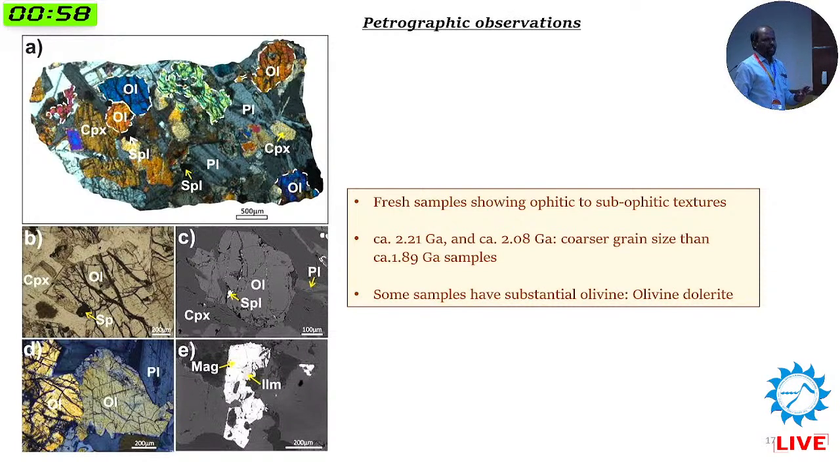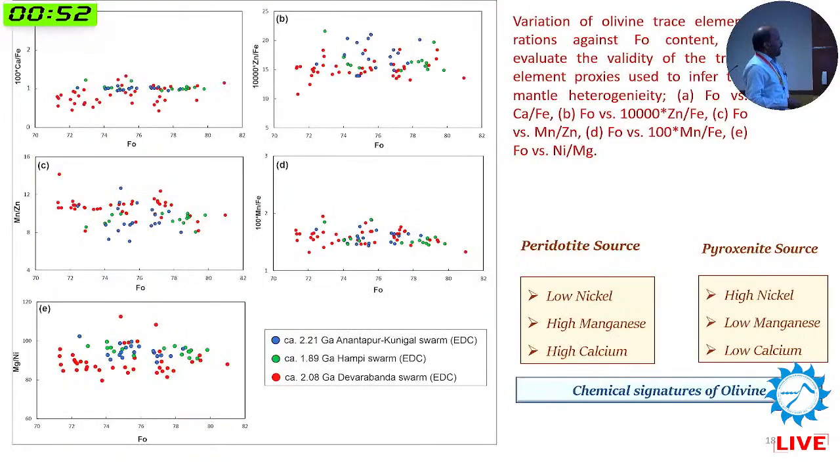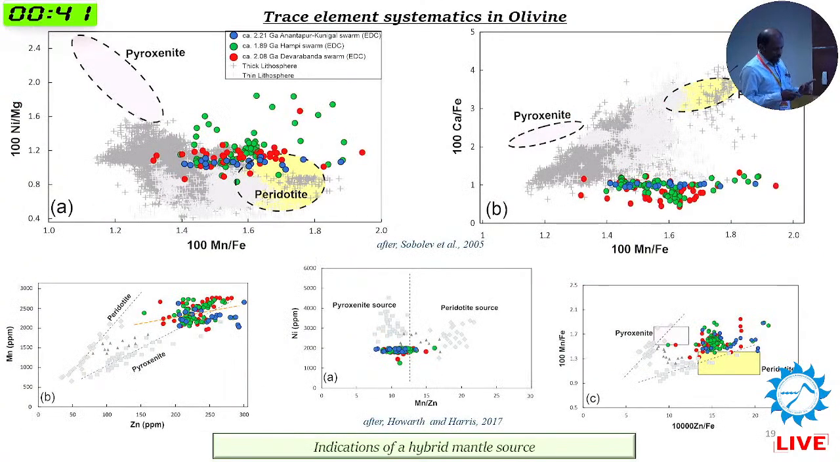We have selectively collected some of the dikes which contain olivine. You can see the olivine grains here, and we selected different ratios which are not controlled by the fractionation process. By plotting this data, we can see the compositions are not precisely peridotite or pyroxenite in composition.